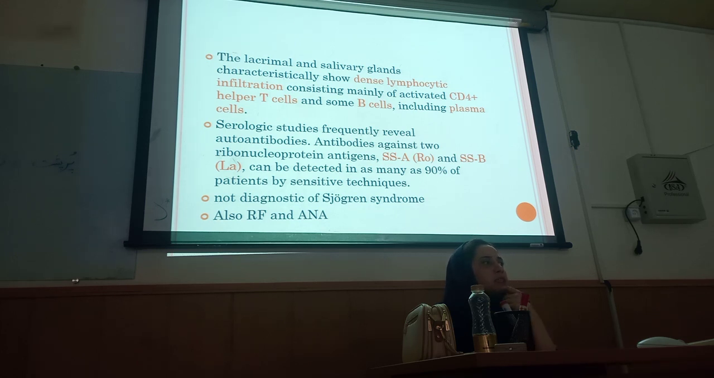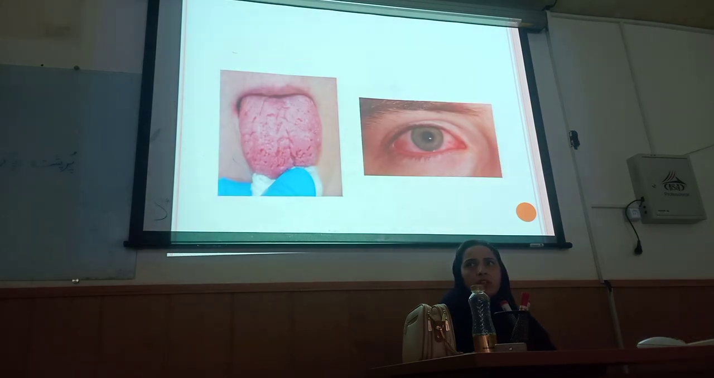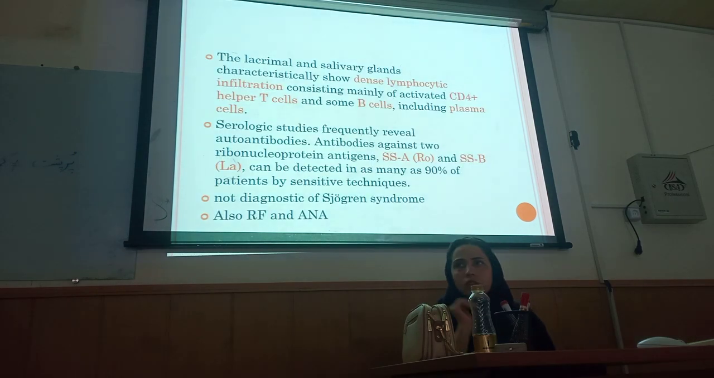Are these antibodies specific for Sjögren's, or for other disorders? No, they are not. For example, SSA can be seen in lupus, and these are not specific. But they are sensitive. And sometimes ANA and RF are also found in Sjögren's. What is RF? Rheumatoid factor.